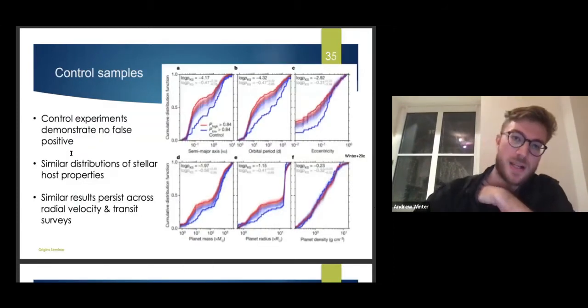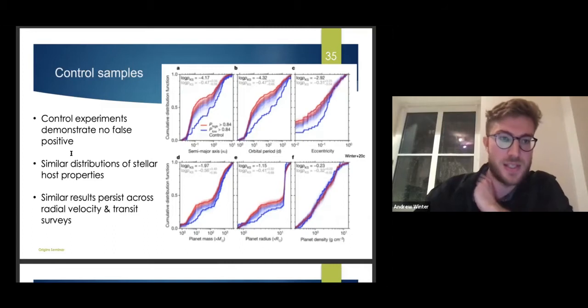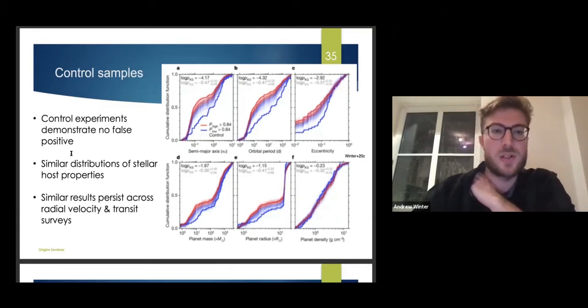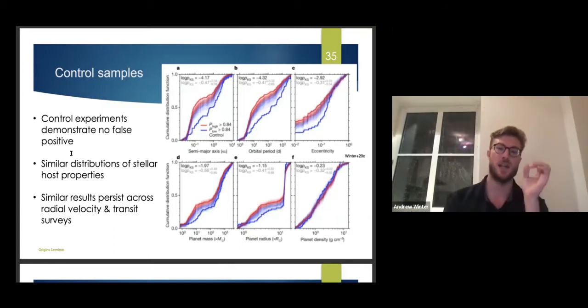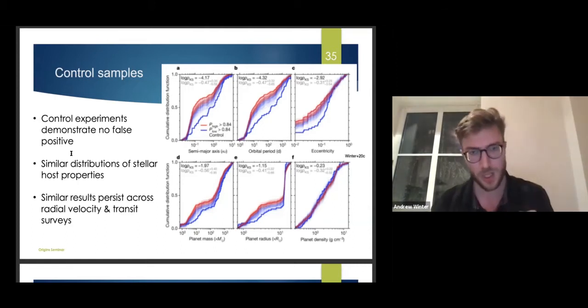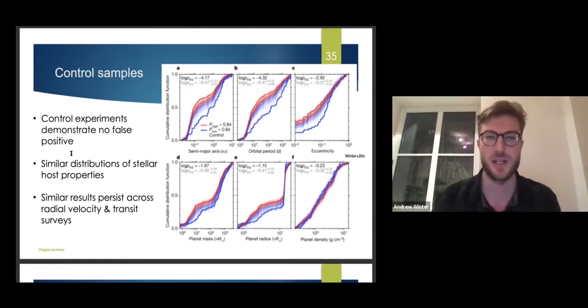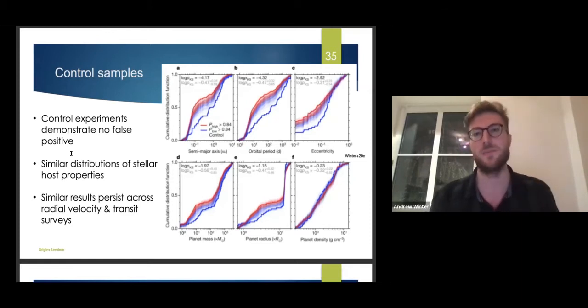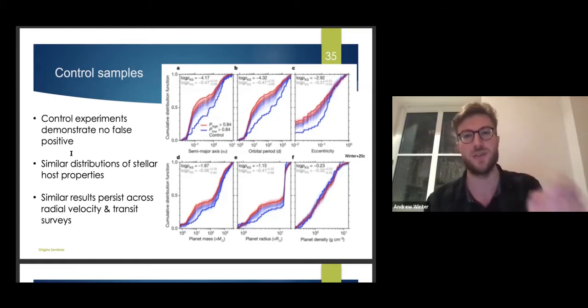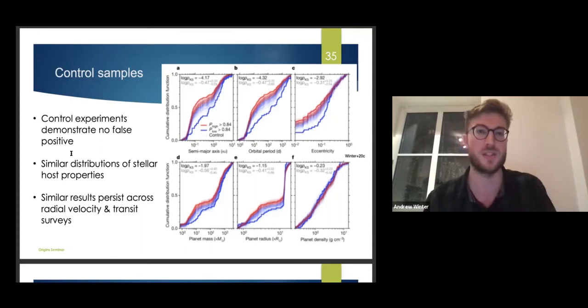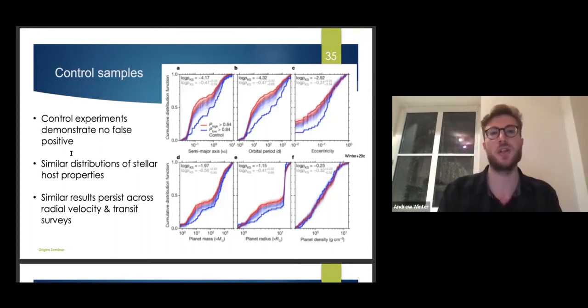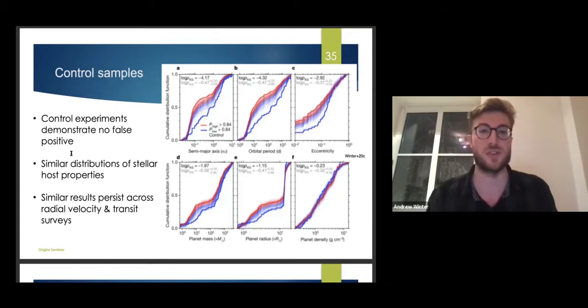We can just go back to look at the individual properties. We can do a control experiment, which is basically taking a star around each of these exoplanet hosts and then reassigning the density of that exoplanet host based on the decomposition of that star rather than the host itself. Then you can see whether you get a false positive result, essentially.